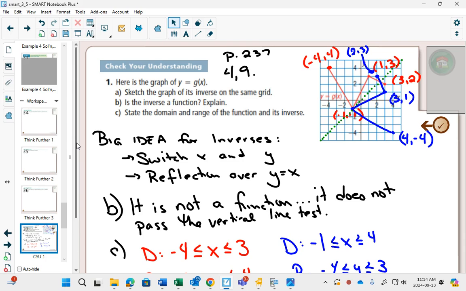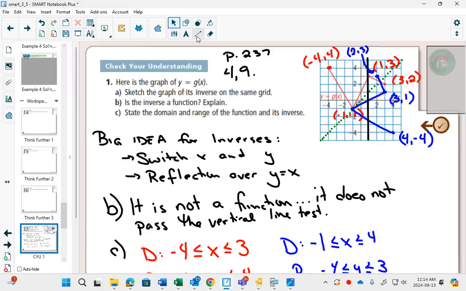Then it asks, is the inverse a function? So I'm going to remind you of the vertical line test. So I'm going to draw a vertical line, straight up and down. The vertical line test says if you take a vertical line and you drag it across a function, if it ever hits the graph, I shouldn't say function, if it ever hits the graph more than once, even just at one point, it is not a function.